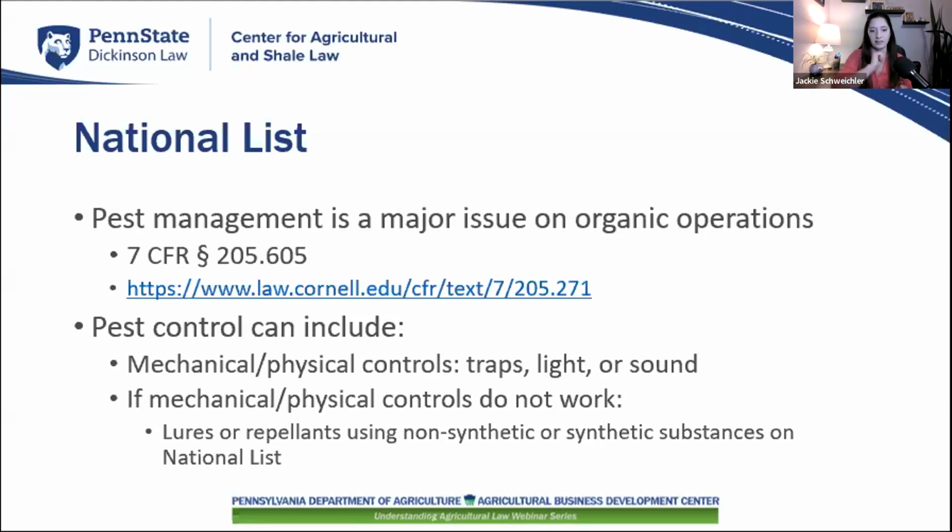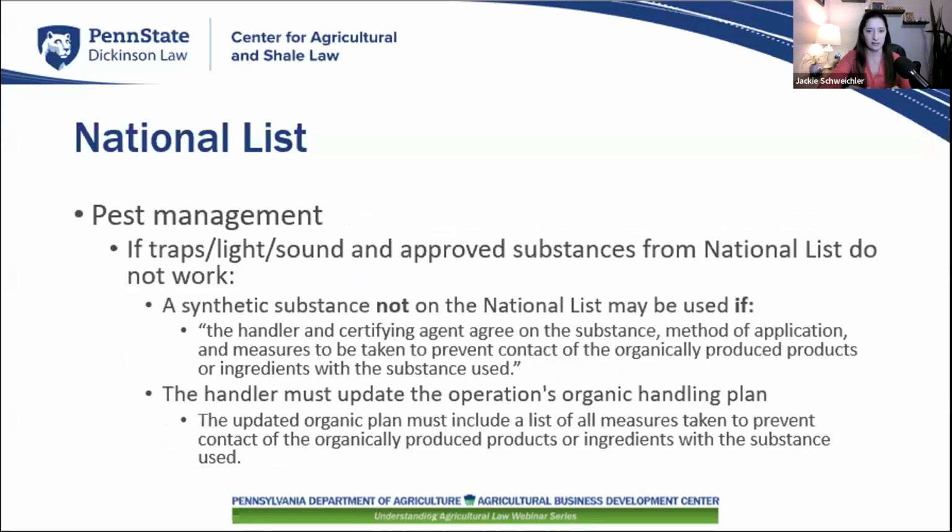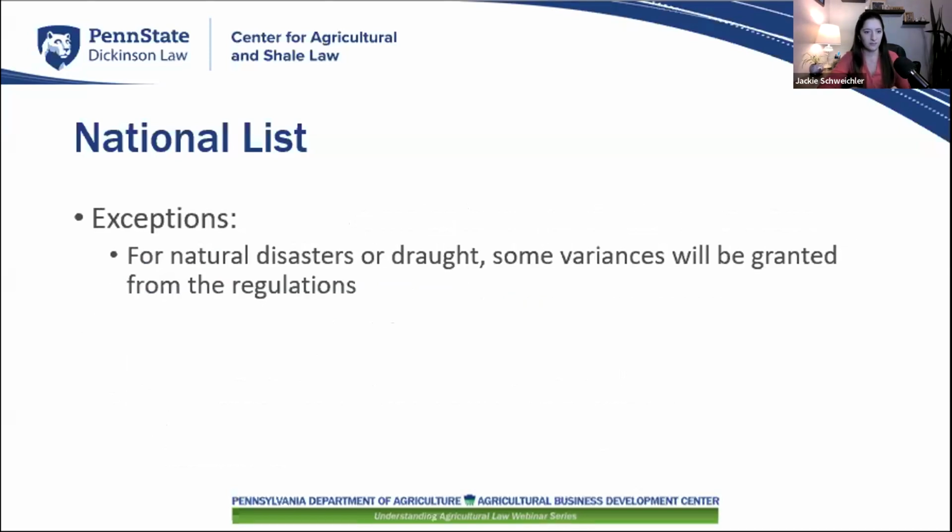That said, going back to the list, there are some substances that an organic farmer can use if those methods do not work. They can be found on the national list. So let's see. I don't think we need to go into this. Another exception to the National Organic Program is that a farmer might be able to use non-organic methods in the event of natural disasters or drought. So if there's an emergency, there are some exceptions, and you might be able to keep your certification.